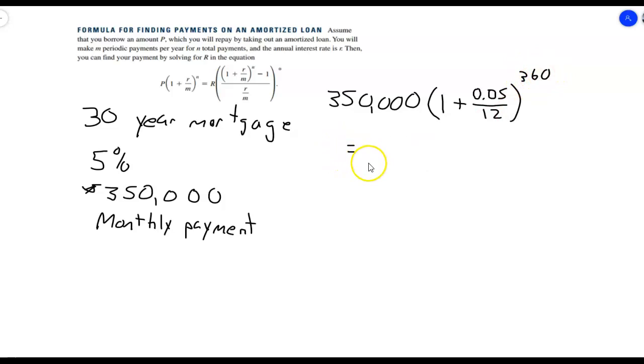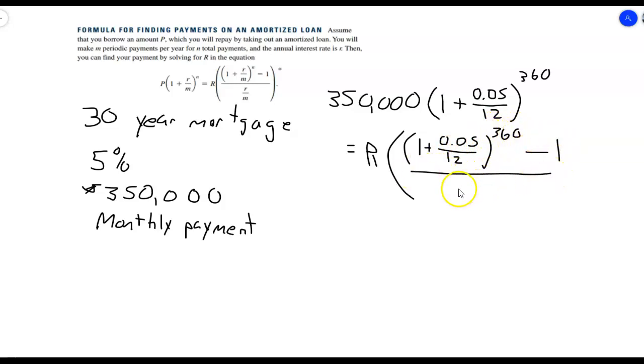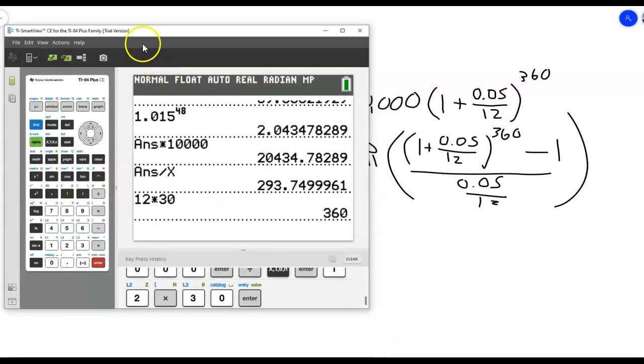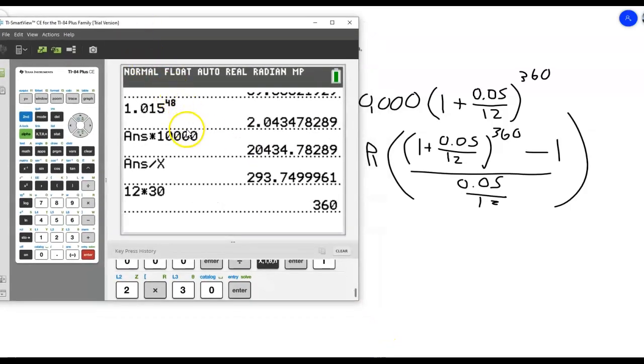and this is going to be equal to R times 1 plus 0.05 divided by 12 raised to the 360 minus 1 all over 0.05 divided by 12. All right, so let's see how we can do it straight from this right here, not even figuring out what R over M is. There's multiple ways to do it, and you want to find the way that works best for you.